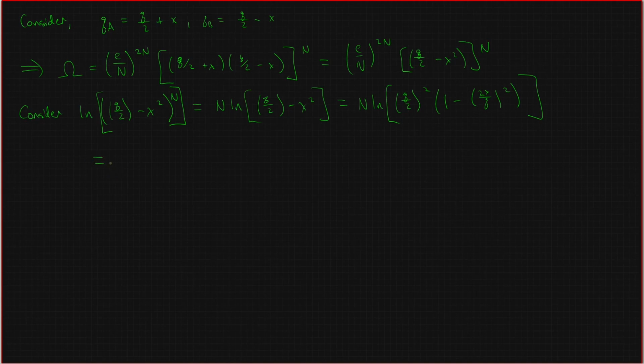Now, do a little bit more mathematical massaging. ln of (q/2)² plus ln of 1 minus (2x/q)², just again using the property of the multiplication inside the argument of the log.